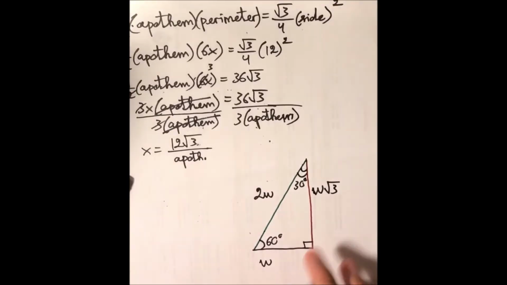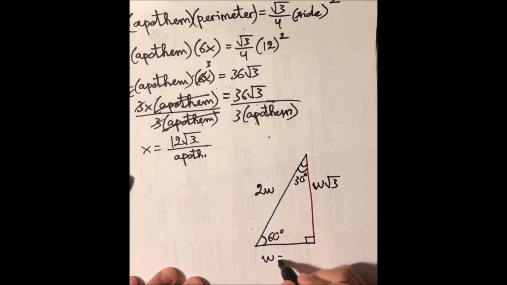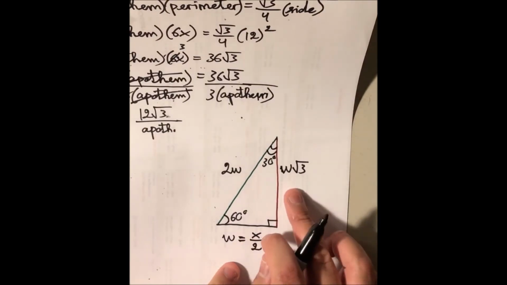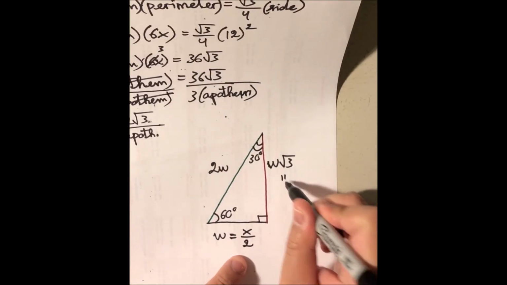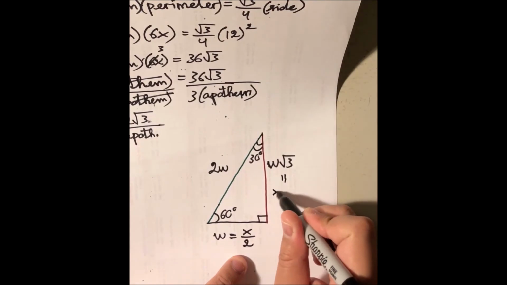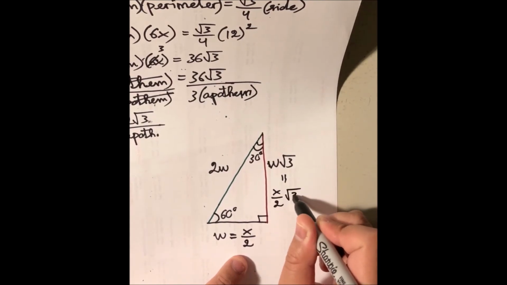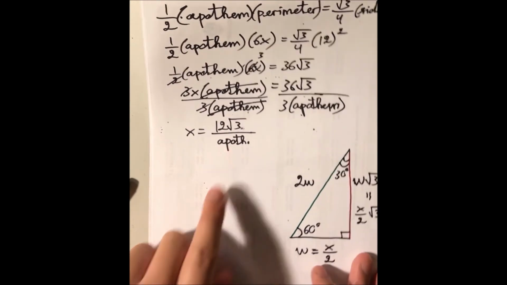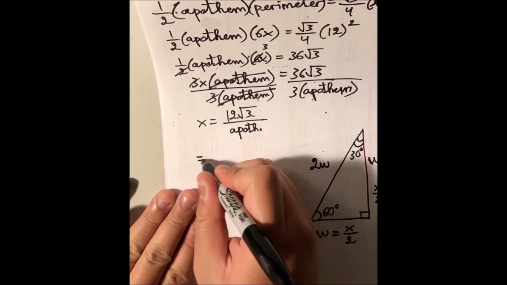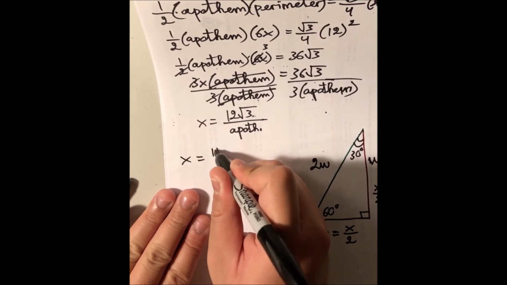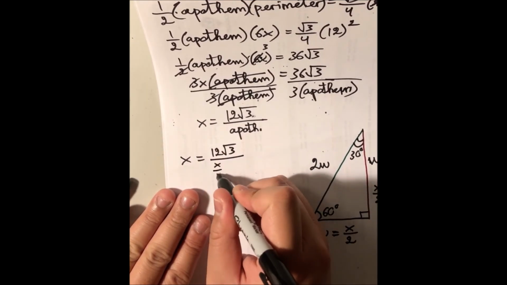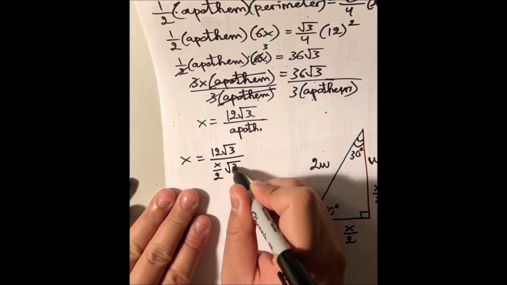So really W is equal to x over 2. Well, W is x over 2, then we know the apothem is going to be x over 2 times square root of 3. And this is what we are going to replace the apothem right here with. So x is equal to 12 times square root of 3 divided by x over 2 times square root of 3.